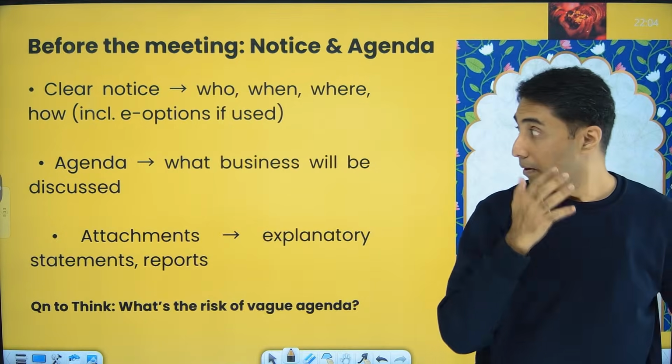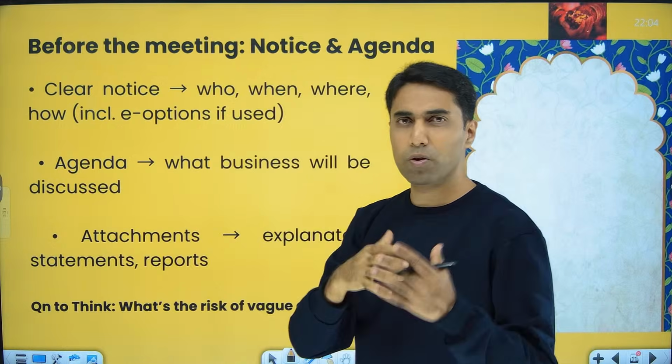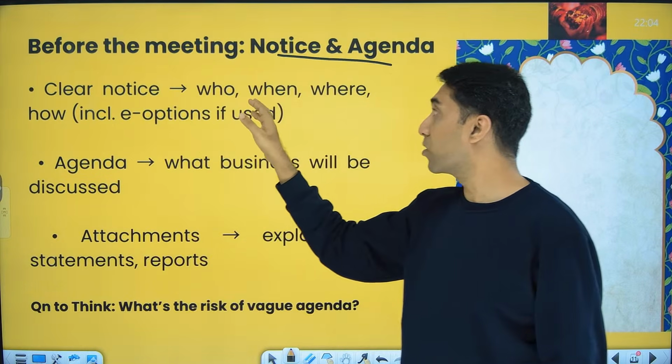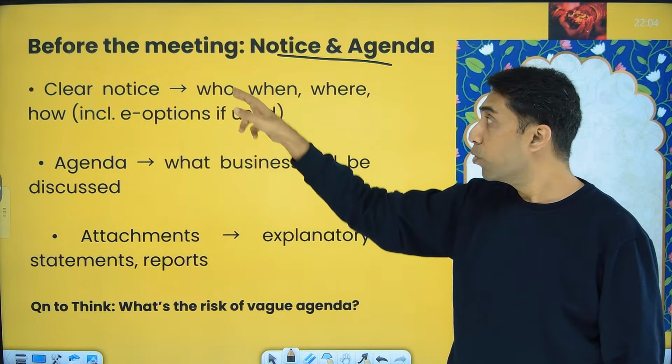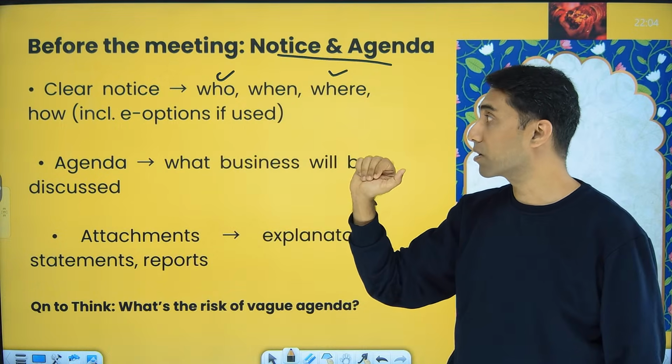So next, my question to you is, before the meeting, what do you do? I'm just going by the flow. Before the meeting, notice and agenda. You should have a clear notice. That means who is being invited, when are they supposed to come, where are they supposed to come.